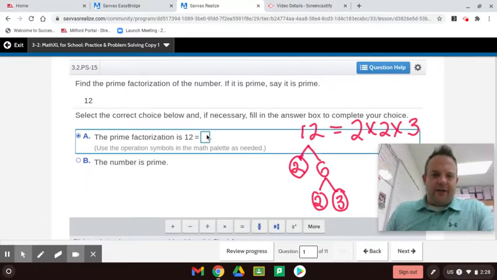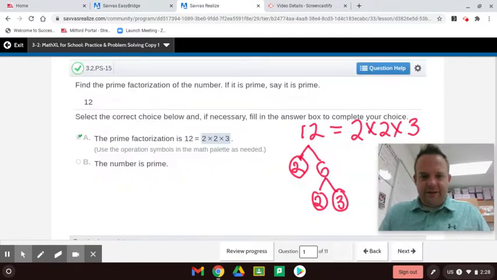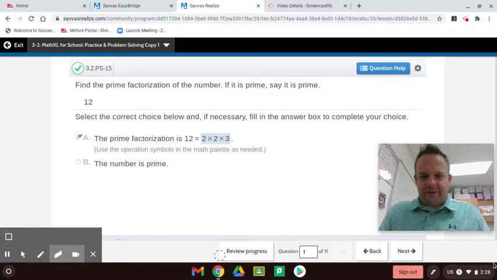Just like this. And we're going to use these prime factors to show you how to find the greatest common factor and least common multiple. It's really going to help us. You're going to love it. 2 times 2 times 3. All right. How'd you do on yours? Yours might have been different than mine.